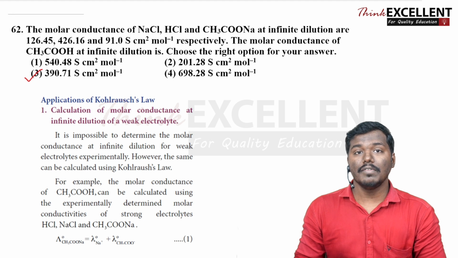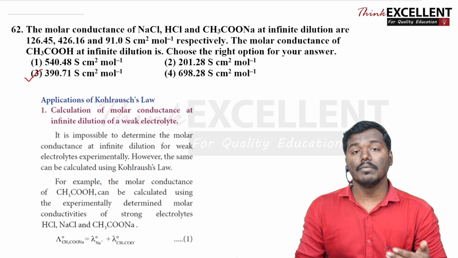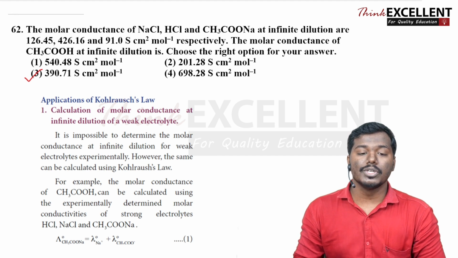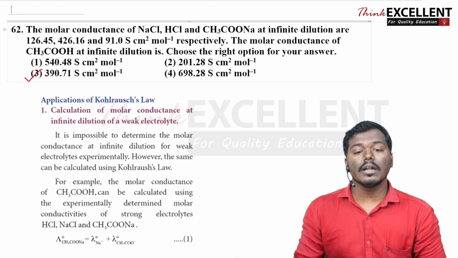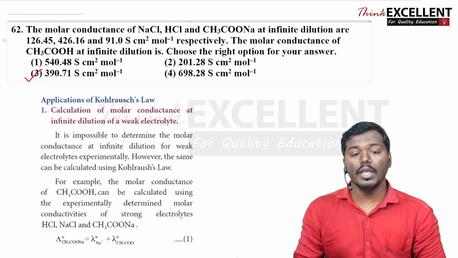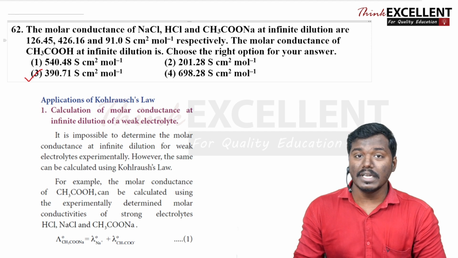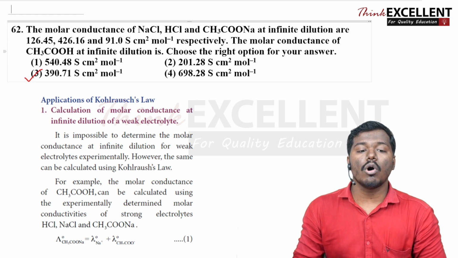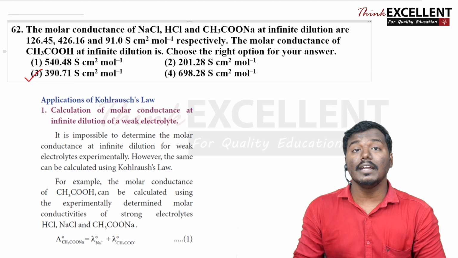So in electrochemistry we have studied about the molar conductance, in which we have studied about the Kohlrausch law, right? So based on its application, they have asked a question, that is the molar conductance of NaCl, HCl and sodium acetate at infinite dilution are 126.45, 426.16 and 91.0 Siemens centimeter square mole inverse respectively, and they have asked to find out the molar conductance of the acetic acid at infinite dilution.